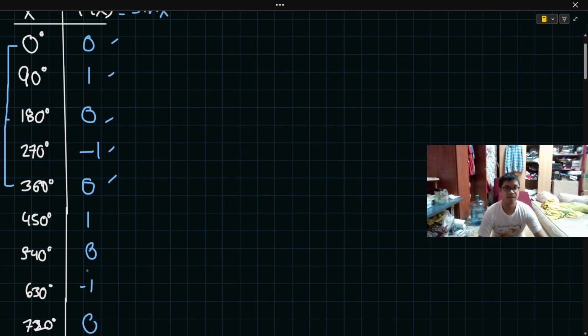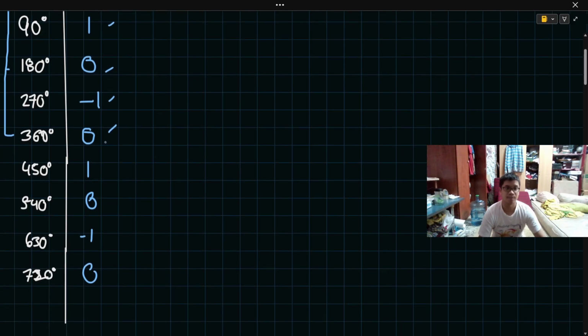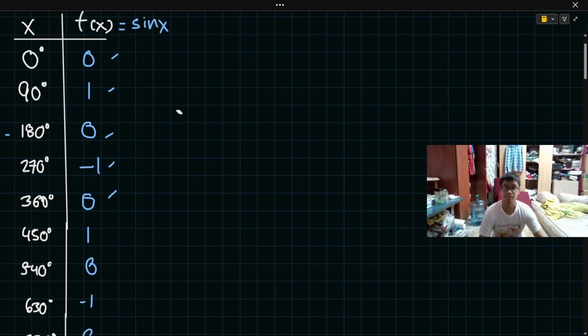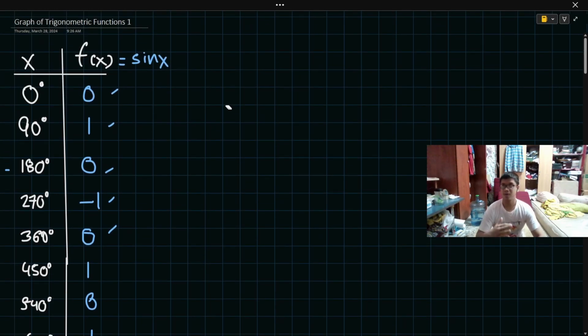It seems like the pattern is the same: 0, 1, 0, -1, 0. And from here, 0, 1, 0, -1, 0. So the patterns are in fact the same. But we're not talking about the pattern here. We're going to talk about the graph itself. So now that we have the x values and the outputs, or the y values, let's try to graph them. We will graph them this way.